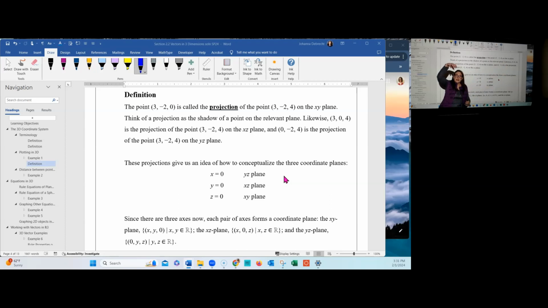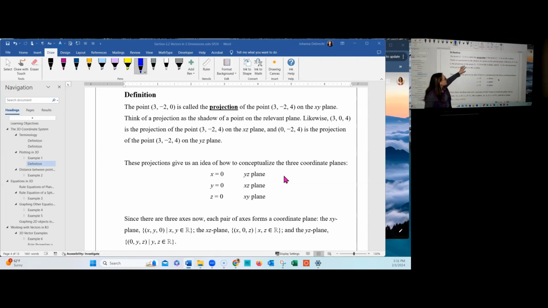It's kind of like shining a flashlight down, where the flashlight is pointing down parallel to the z-axis. The point in space casts a shadow onto the xy plane, and that shadow is at the point 3, -2, 0. So this idea of projecting is going to come up again and again. You'll see that it's going to come up in what we do with the dot product in the next section.